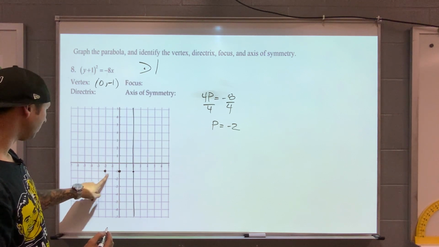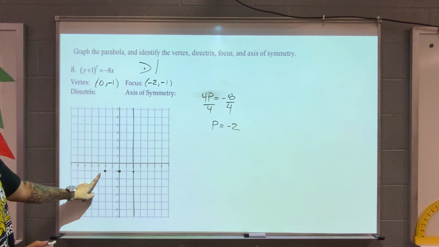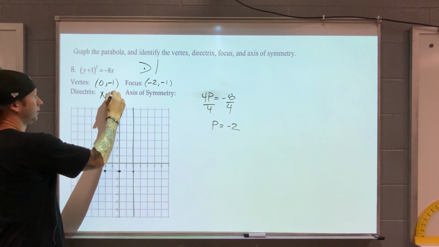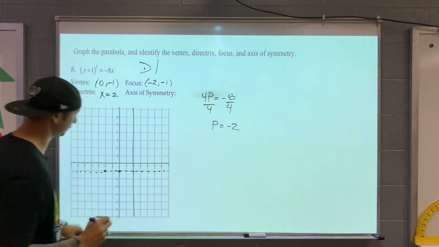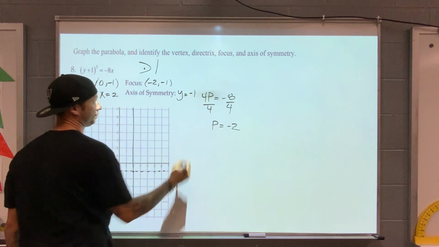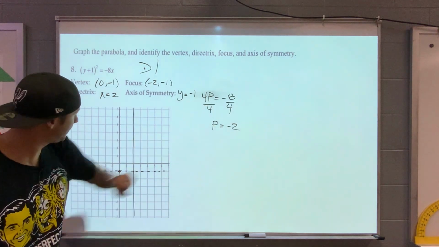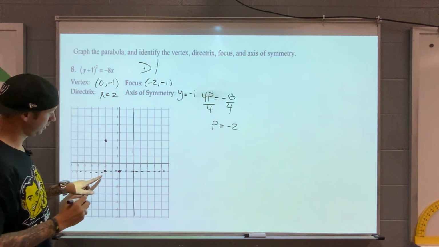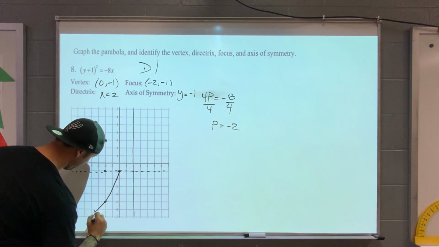So focus, -2, -1. Directrix, vertical line, x equals 2. Axis of symmetry goes through the vertex. Y equals -1. Okay, left and right of the focus, 2 times p. So 2 times 2 is 4. 1, 2, 3, 4. Connect the vertex to those points.